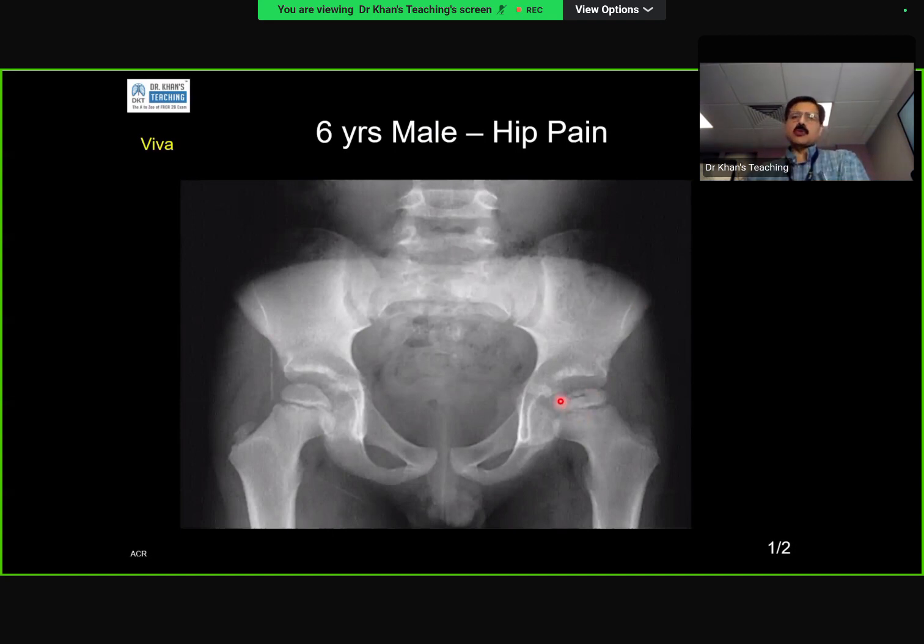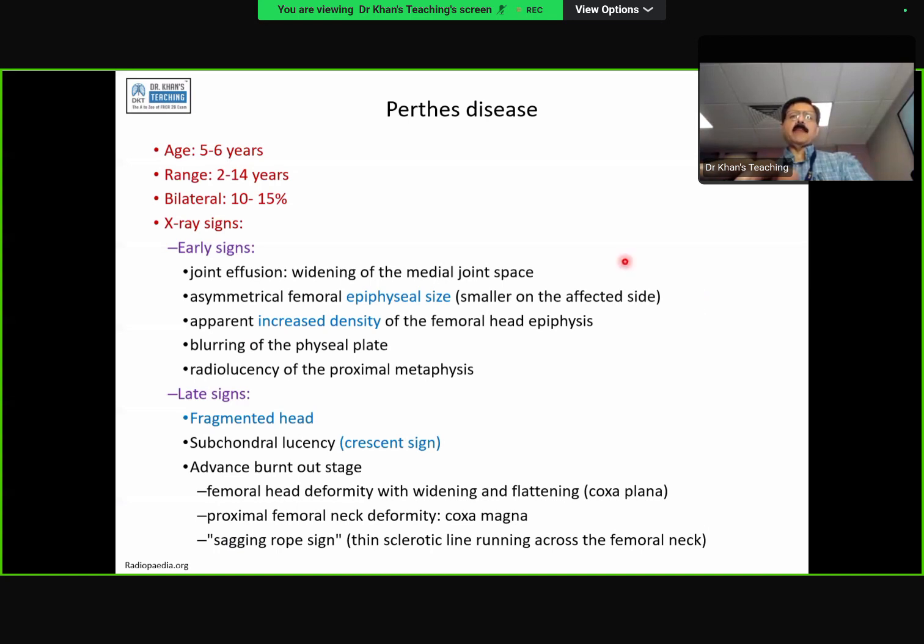What is this lucency? It's a crescent sign, a subchondral fracture sign. Well done. Yes, well done.